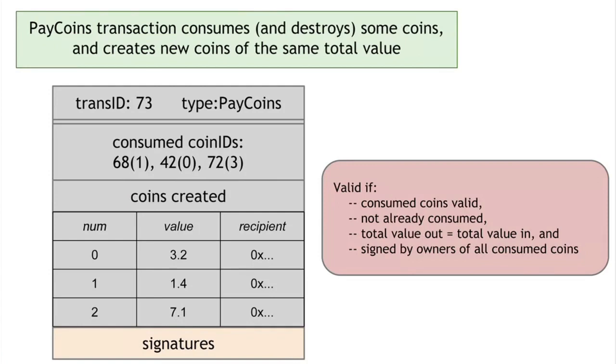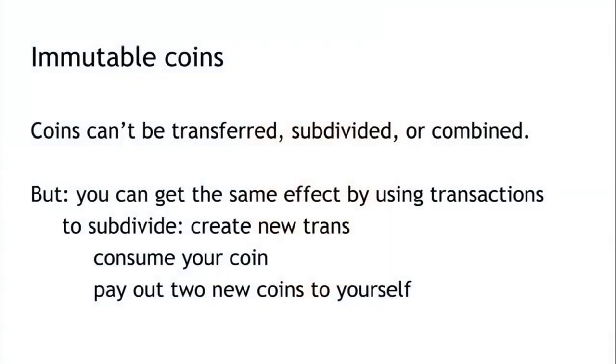has happened. One thing to note about this scheme is that coins are immutable. Coins are never changed, they're never subdivided, they're never combined. All they are is created once in one transaction and then later consumed in some other transaction. But you can get the same effect as being able to subdivide or pay on or combine coins by using transactions. For example, if you want to subdivide a coin, you can just create a new transaction that consumes that one coin and then produces 2 new coins of the same total value.